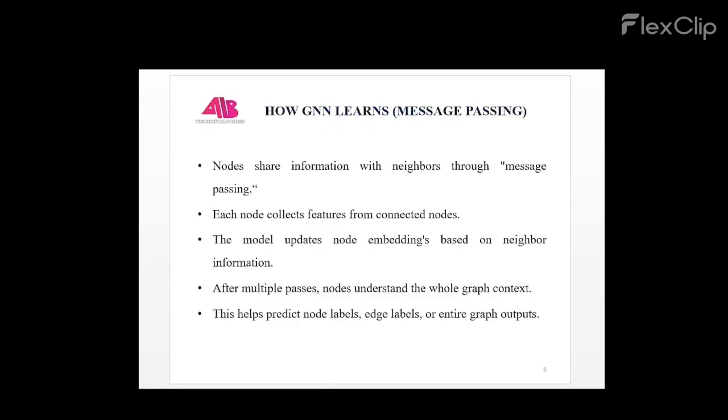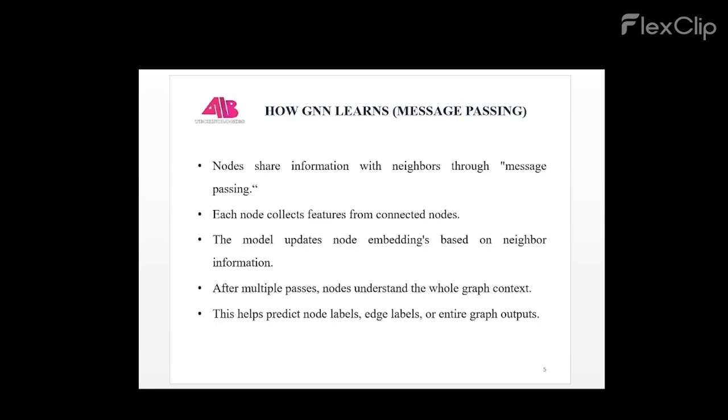Next, nodes share information with neighbors through message passing. So guys, basically in a GNN, each node kind of talks to the nodes around it. This whole chatting process is called message passing, where nodes share whatever information they have with their neighbors.